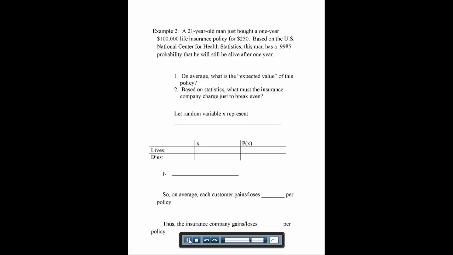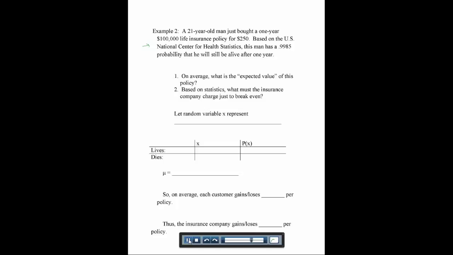Okay, now we can also do this with a more serious example instead of the roulette example. A 21-year-old man just bought a 1-year, $100,000 life insurance policy for $250. Based on the U.S. National Center for Health Statistics, this 21-year-old has a 0.9985 probability that he'll still be alive after 1 year.